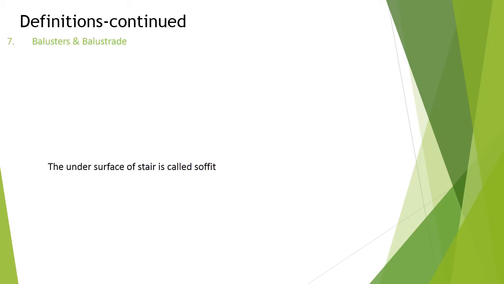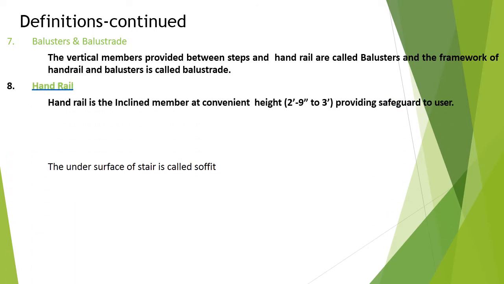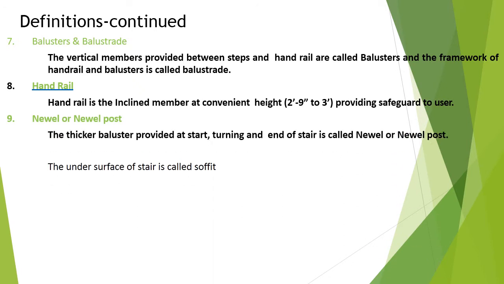Definitions continued. Baluster and balustrade. The vertical members provided between the steps and the handrail are called balusters, and the framework of the handrail and balusters is called a balustrade. Handrail is an inclined member at a convenient height, that is 2.9 feet to 3 feet, providing a safeguard to the user. Newel or newel post: the thicker baluster provided at the start, turning and end of the stair is called a newel or newel post.